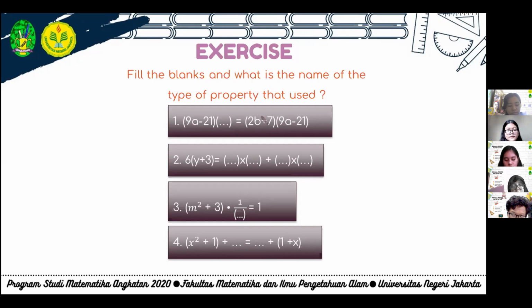Any other one? Can I answer number 2? Yes, please. Number 2, the answer is 6 times y plus 6 times 3. And the property is? Distributive. Yes, the answer is true. Good job. Thank you.